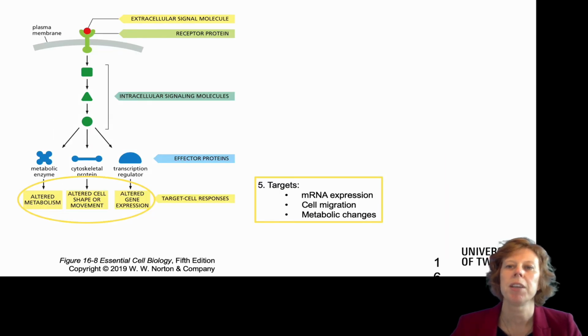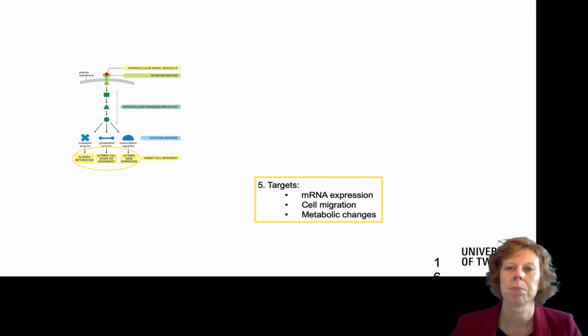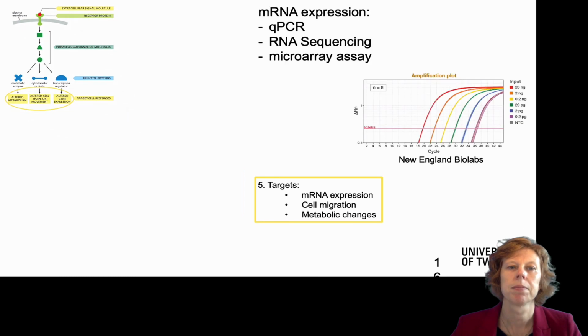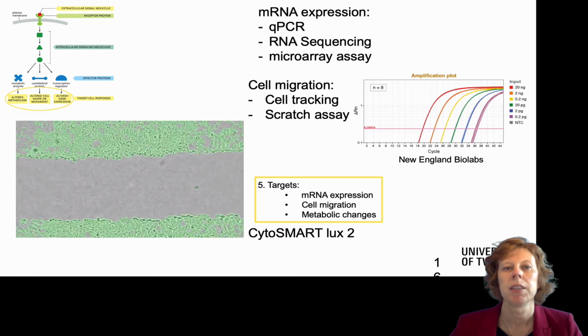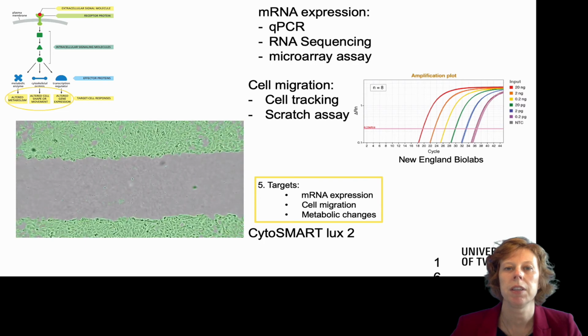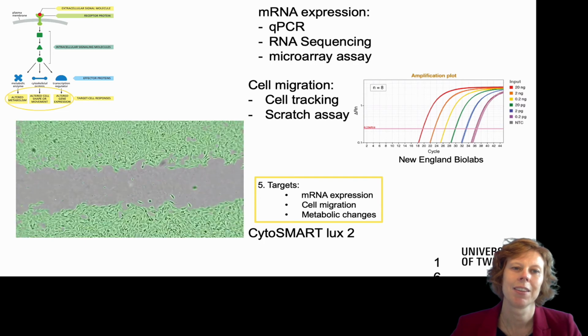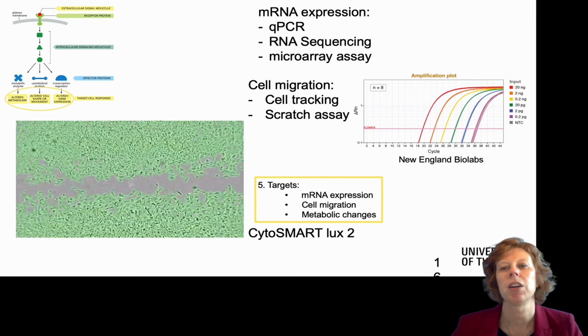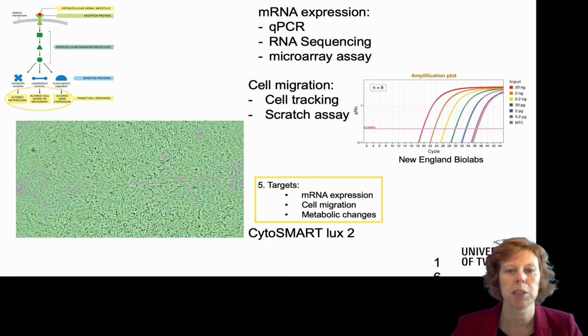Target gene expression can be assessed by qPCR, RNA sequencing, or microarray assays. In this example, we show that in qPCR you can quantify the amount of RNA originally present. Cell migration can be visualized using cell tracking or by a scratch assay, as shown here. Metabolic changes are often investigated using mass spectrometry.